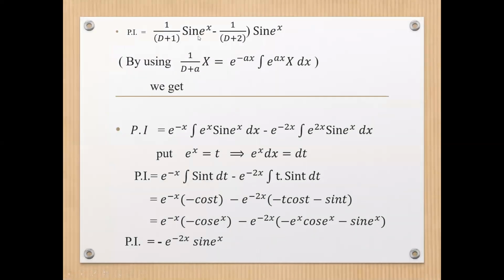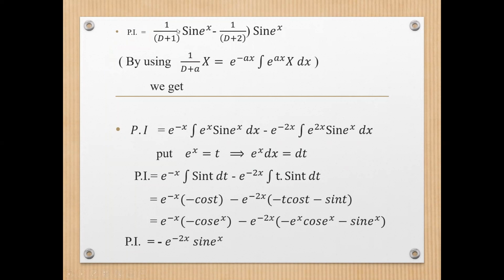1 upon D plus 1 sin e raised to x, minus 1 upon D plus 2 sin e raised to x. Okay, see now here, this is the first term and this is the second term. In the first term, what do we get? We have obtained 1 upon D plus 1 sin e raised to x in the first term. In the second term, we have obtained 1 upon D plus 2 sin e raised to x. Now, we have to solve these two terms separately.